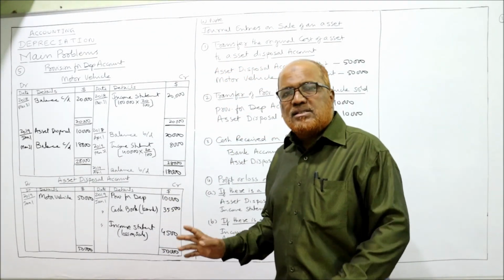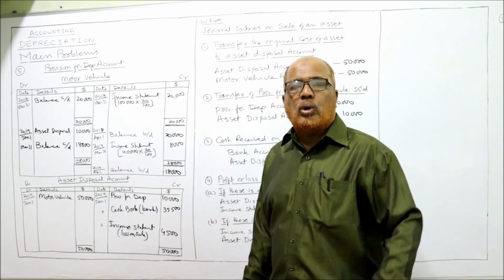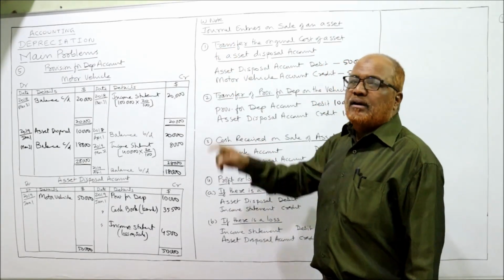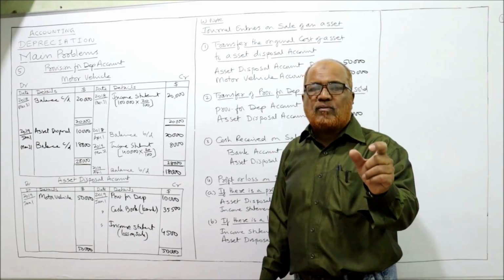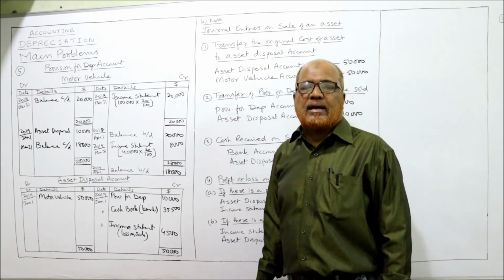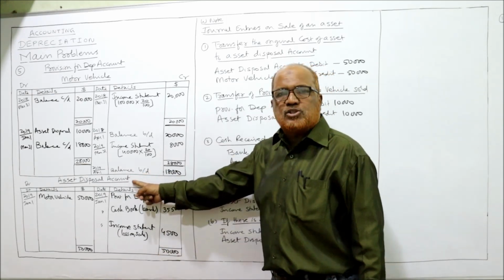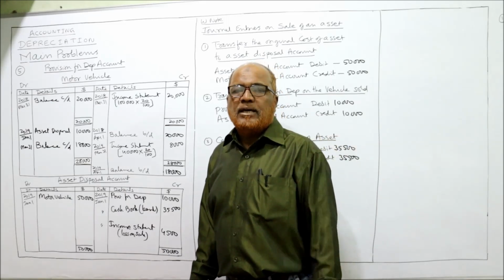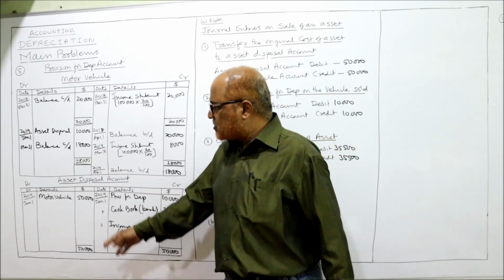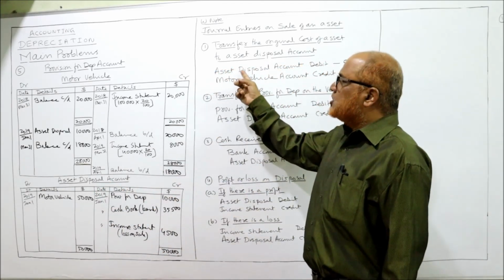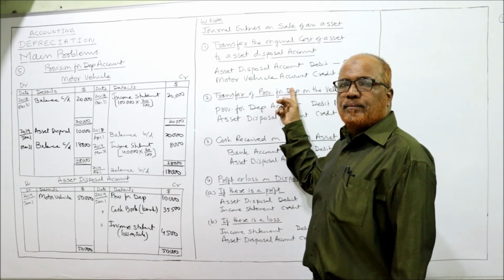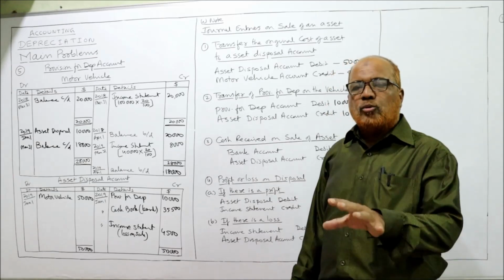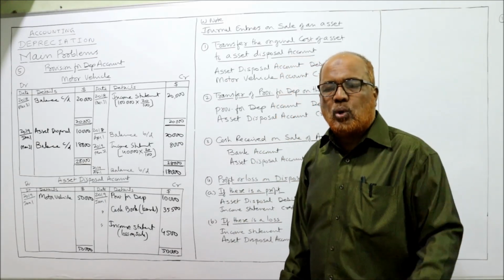So in this problem the new point is that one of the assets is sold. So whenever an asset is sold, you have to remember these 4 entries. The first entry is to transfer the original cost of the asset to a new account called asset disposal account. This account will be opened only when there is a sale of an asset. Here in the problem it is given that the vehicle was sold. That's why I have opened the account. So the entry is asset disposal debit, motor vehicle credit. So on the debit side I have taken motor vehicle 50,000. First entry over.